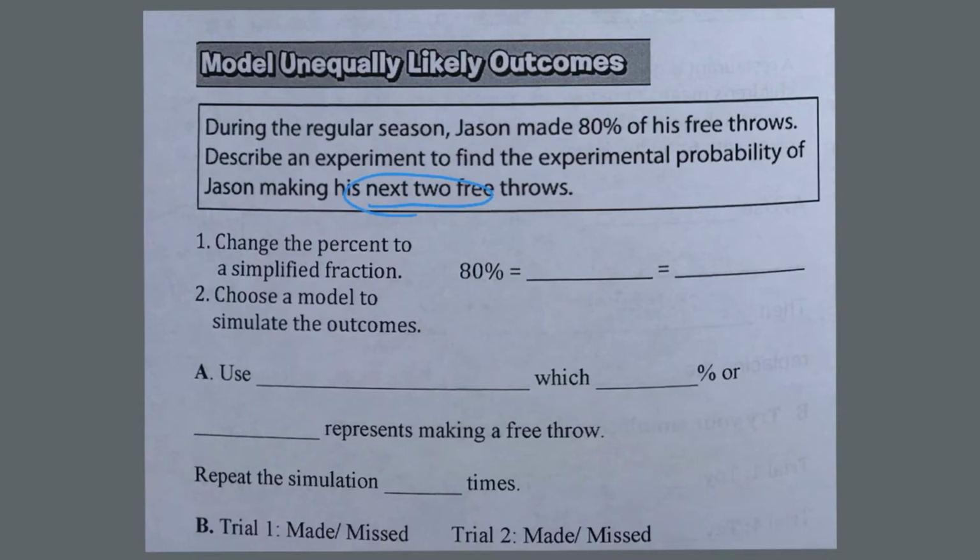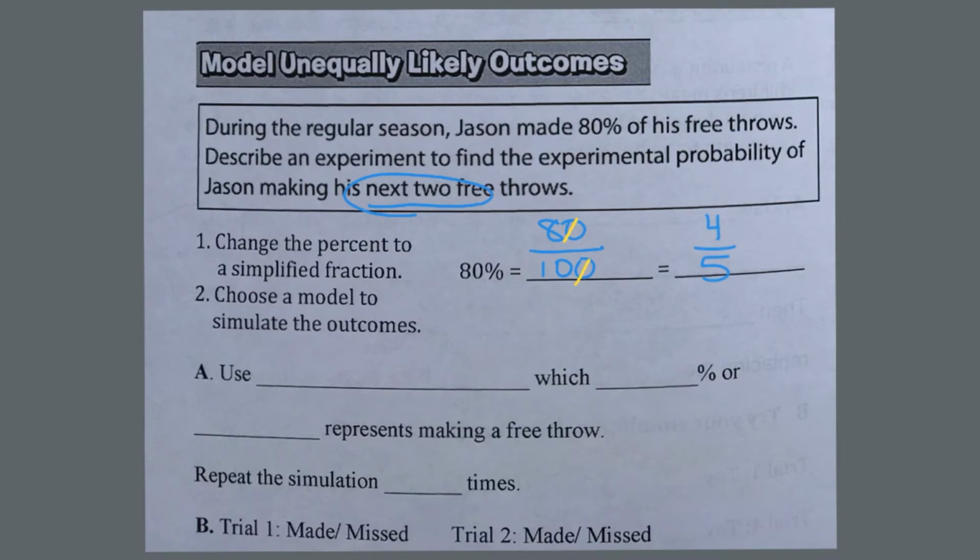So first, let's change this percentage to a simplified fraction. So we know that this is 80 out of 100, which, if we simplify this, we can take off those zeros, 8 out of 10. But this means that we're going to have to use 10 different items. Let's reduce that down to half that. So we can say 4 out of 5 are free throws that he makes, and then 1 out of 5 are the ones that he misses.